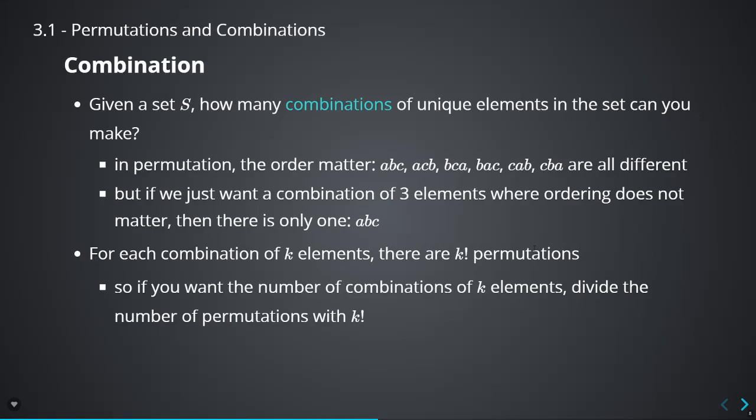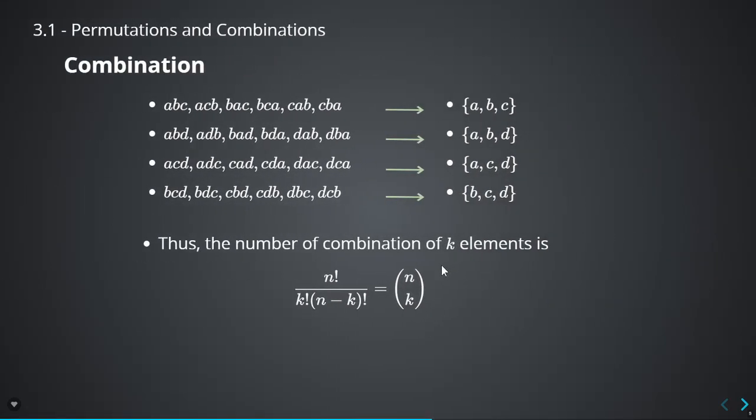So for every combination of k elements, you have k factorial permutations, right? So if you just want the number of combinations of k elements, simply divide the number of permutations by k factorial. And that's the formula you have down here, right? With the permutation, you have n factorial divided by n minus k factorial. So to get the number of combinations, you just divide it by k factorial again.